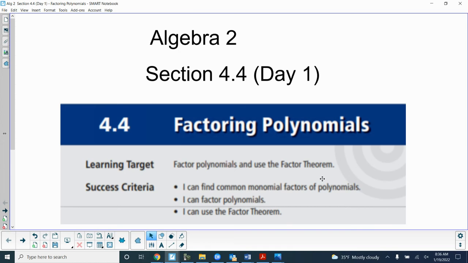Okay, so today we're starting section 4.4, which is factoring polynomials. We've done some factoring already, so we're getting into higher degree polynomials than we've been working with.